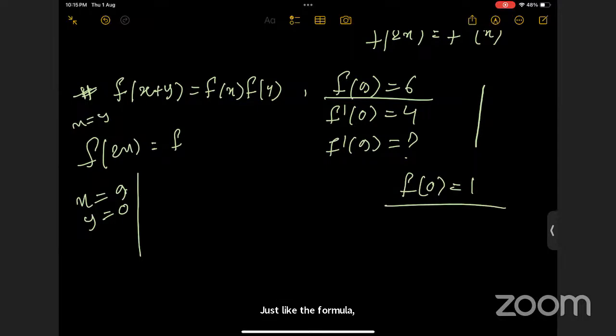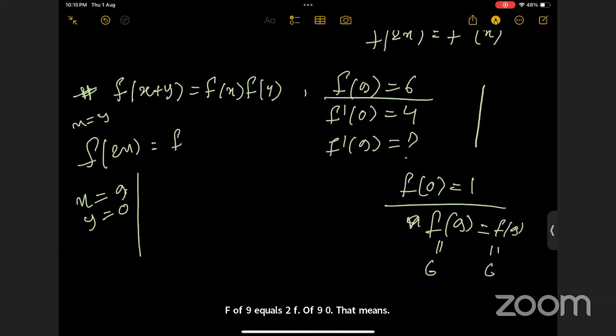In terms of f of 9, we are putting h. Putting x equals 9 and y equals 0, then we get f of 9 equals f of 9, 0. That means this will be 6 into f of 0. Then we will get f of 0 equals 1. Now just put 9 and 0 in the first equation that's given to us and then derive it using the chain rule.